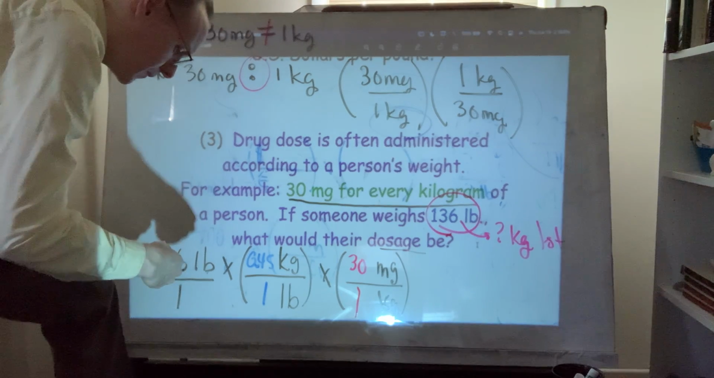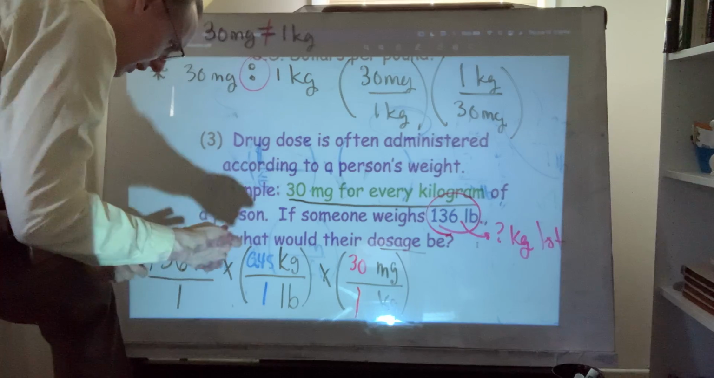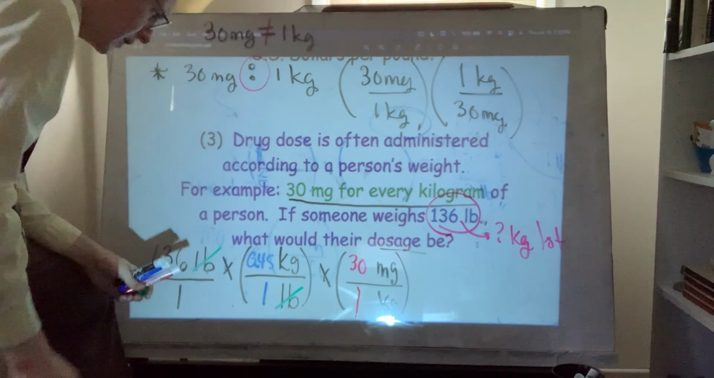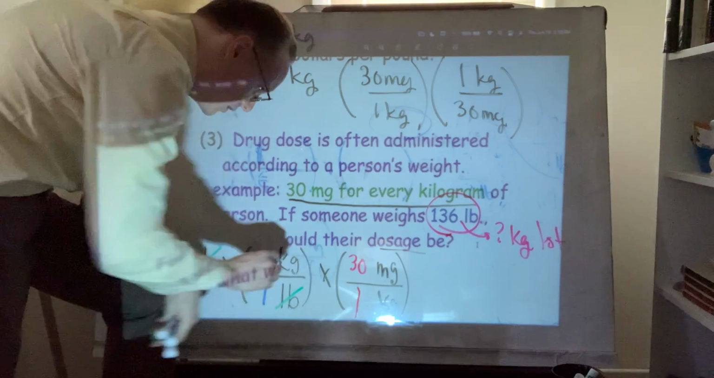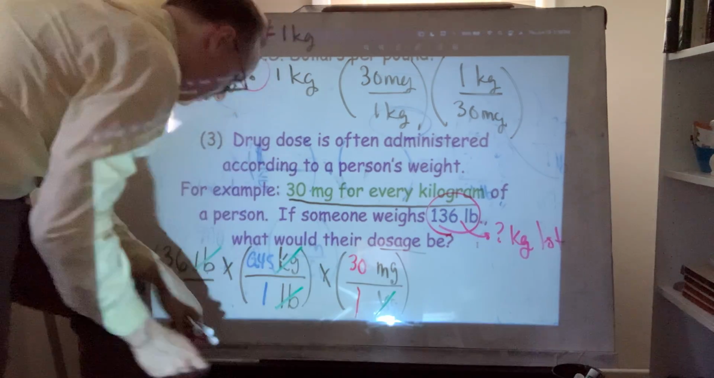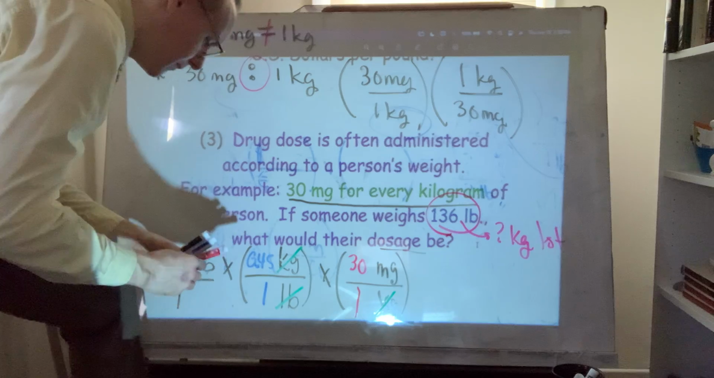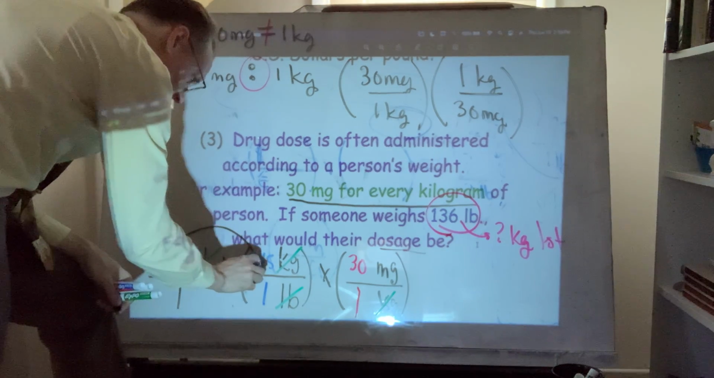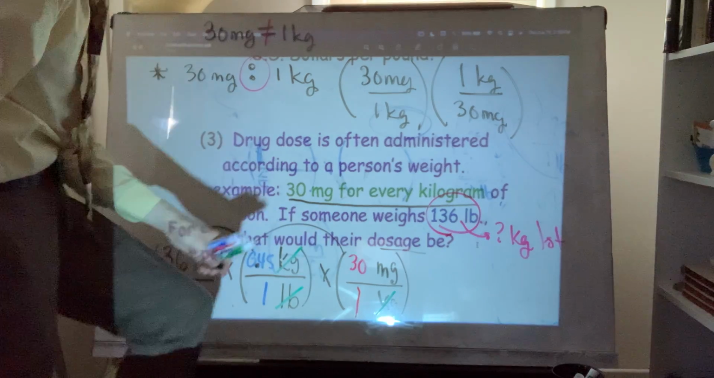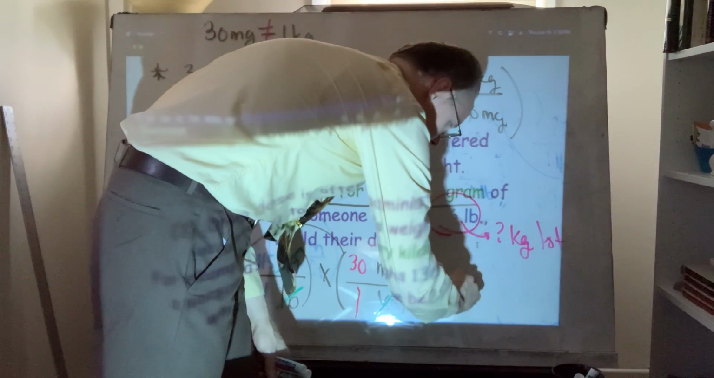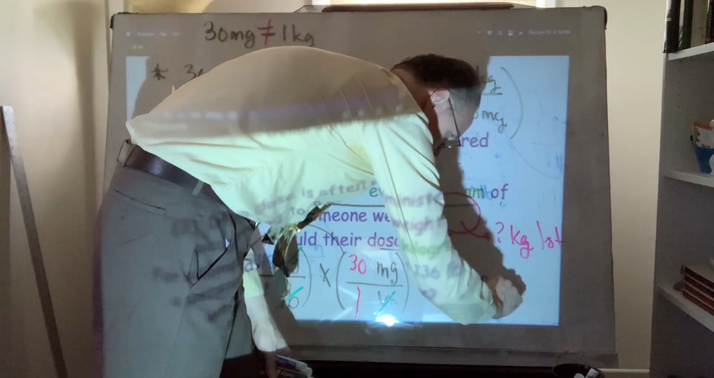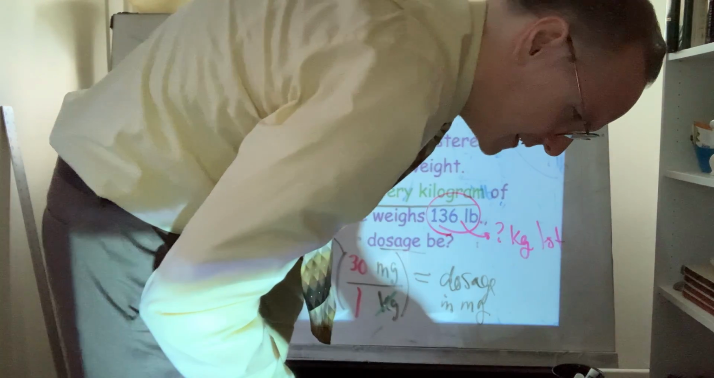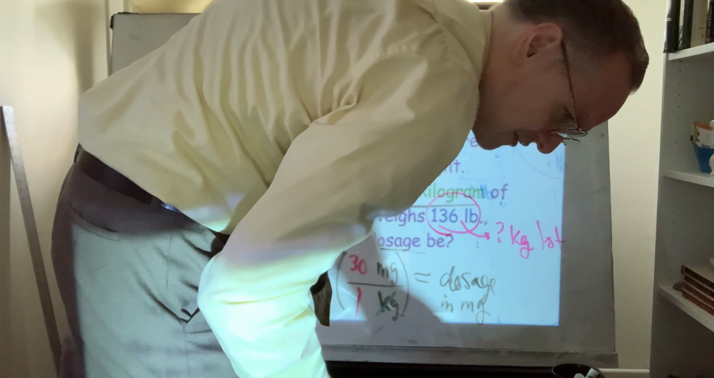Now you could simplify by canceling out. Pounds would appropriately be canceled here and here. Kilograms would be cross-canceled here and here. You just have ones on the bottom. The end result would be whatever 136 times 0.45 times 30 would be. That is your dosage in milligrams. So what does that end up being? 136 times 30 times 0.45.